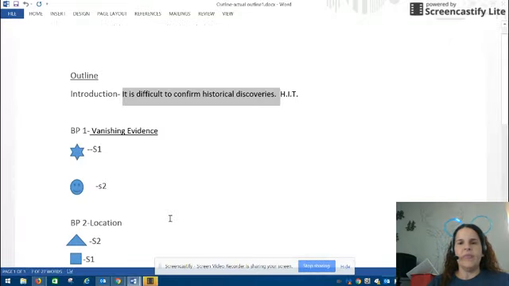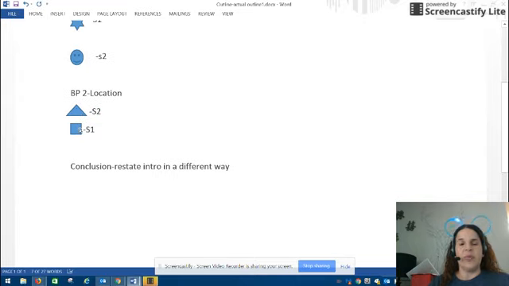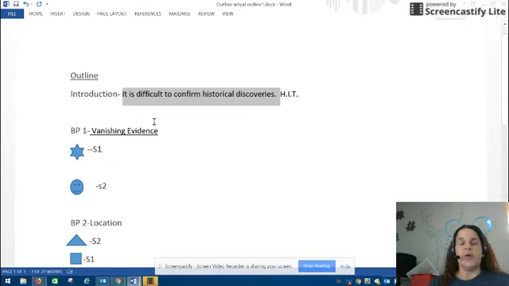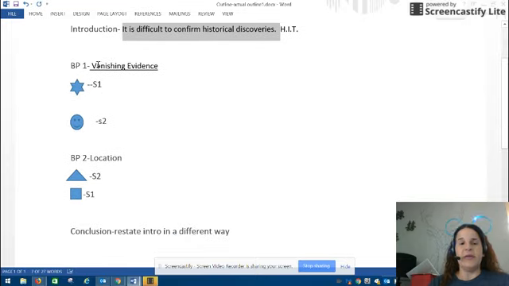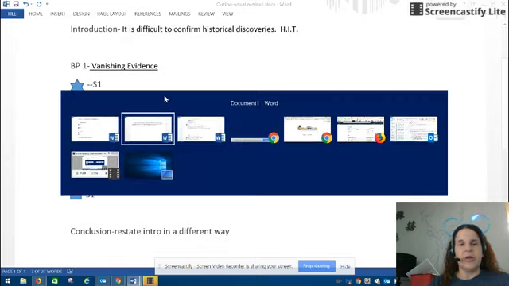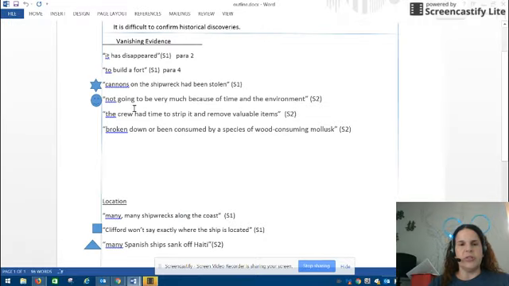Remember our outline? We're going to use the star, then the happy face, and then the triangle and the square. That was just so we wouldn't have to rewrite it when we used our outline. We can use this to guide us. So I'm going to use the star first. Let me see, what was the star? Okay, cannons on the shipwreck had been stolen.